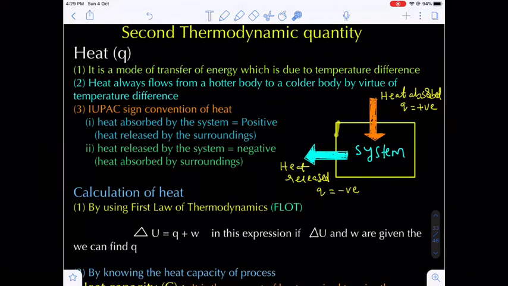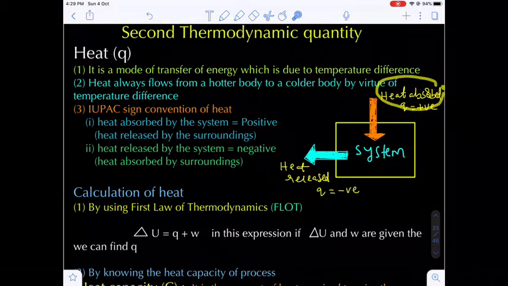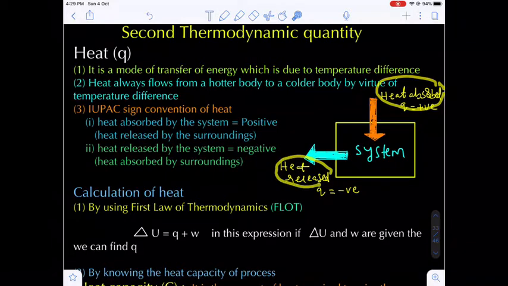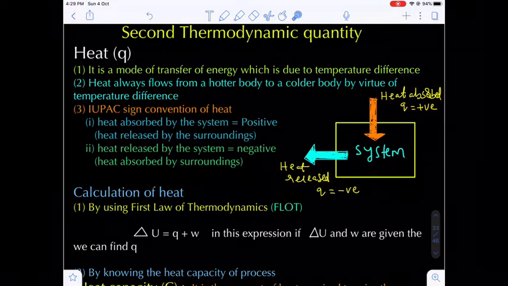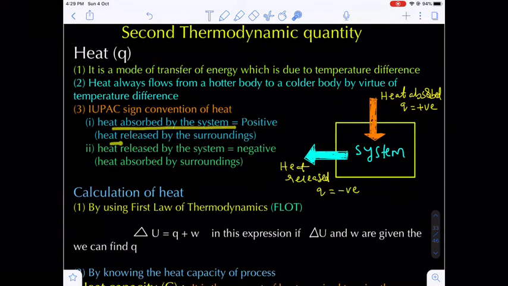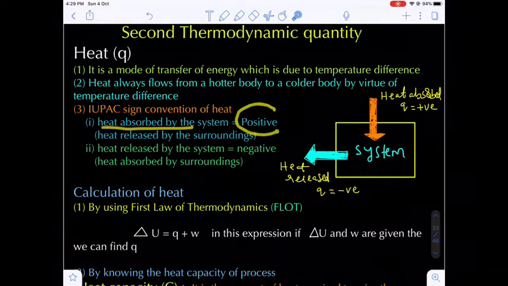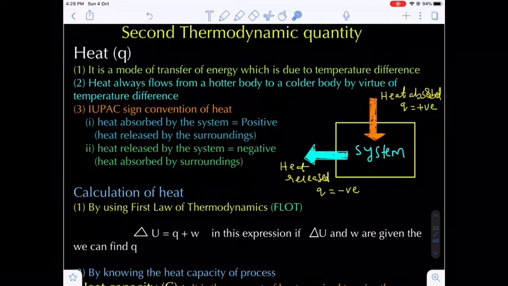Now the IUPAC convention, that is the sign convention of heat. Let's suppose this is a system. Now there are two possibilities. The system may absorb heat or the system may release heat. If the system is absorbing heat, that is the heat absorbed by the system from whom? Surroundings. That means surroundings are releasing the heat energy, and the system is absorbing the heat. When the system absorbs heat, that is a positive sign.